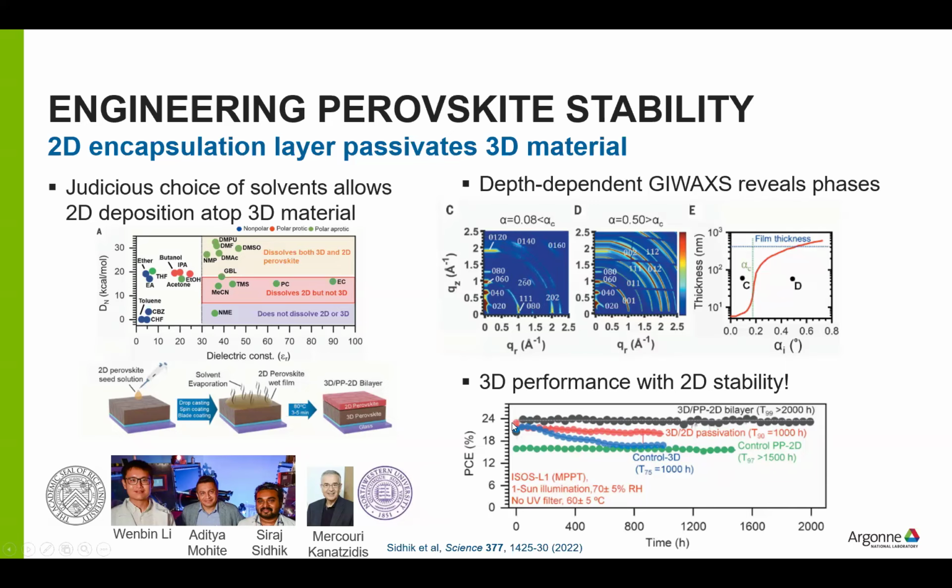And then the performance: you can see this black curve with the 3D bulk layer passivated with the 2D film on top. The power conversion efficiency of the solar cell is unchanged over more than 2,000 hours, so much better than the unpassivated film in blue.